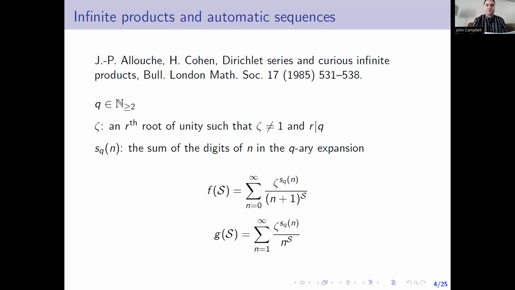So Shallot's conjecture was proved in this 1985 article by Alouche and Cohen that was published in the Bulletin of the London Mathematical Society. And I just want to go over some relevant background material that is based on this article and that concerns infinite products and automatic sequences. Okay, so the techniques due to Alouche and Cohen in this 1985 article are very much based on the manipulation of Dirichlet series. So I just want to go over some preliminary notation concerning the Dirichlet series involved in the work of Alouche and Cohen.